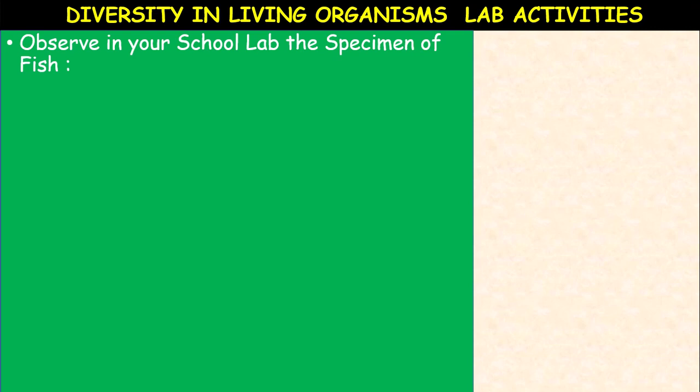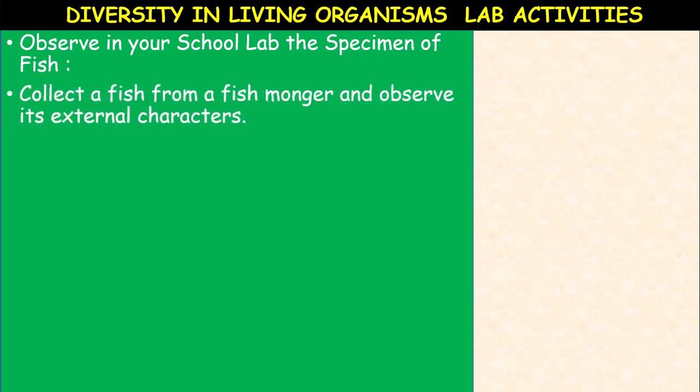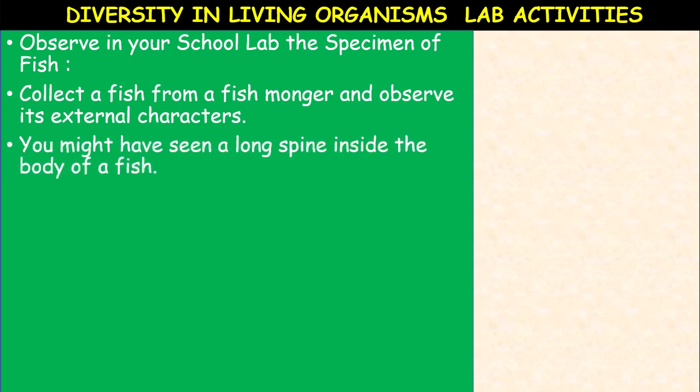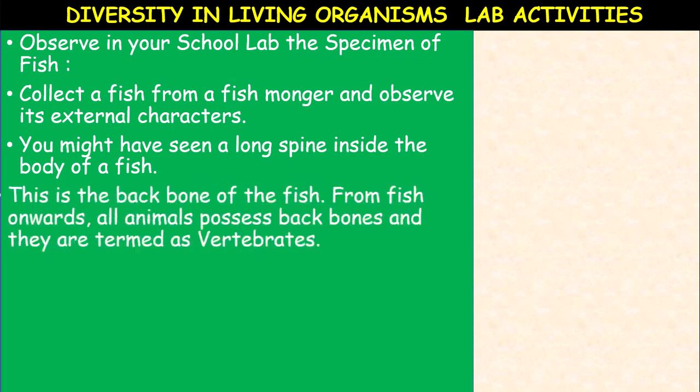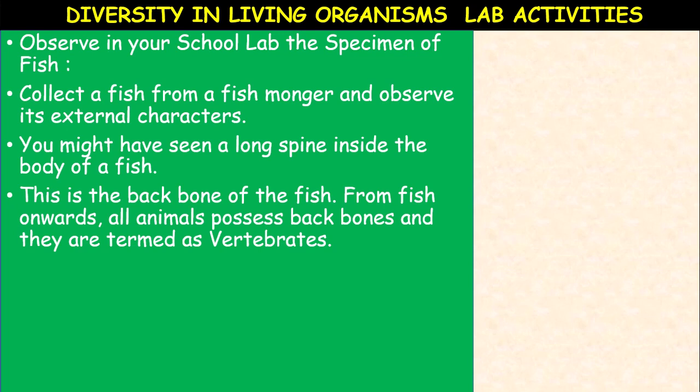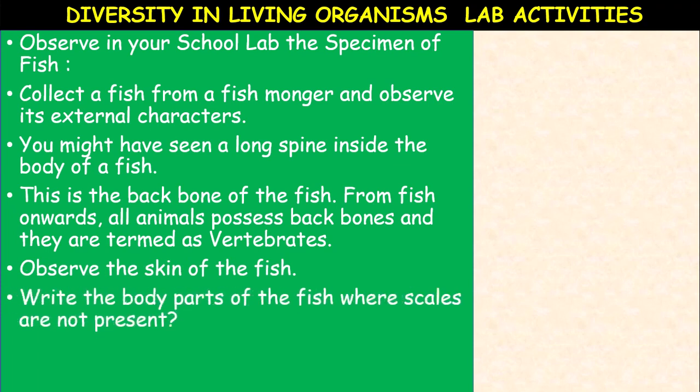Observe the specimen of fish. You collect a fish from a fishmonger and observe its external characters. You might have seen a long spine inside the body of the fish. This is the backbone of the fish. From fish onwards, all animals possess backbones and they are termed as vertebrates. Okay, observe the skin of the fish. The skin is covered by means of scales. Write about the parts of the fish where scales are not present.